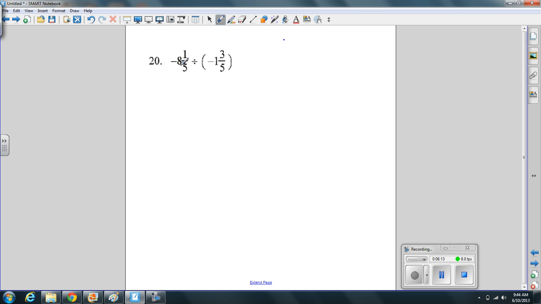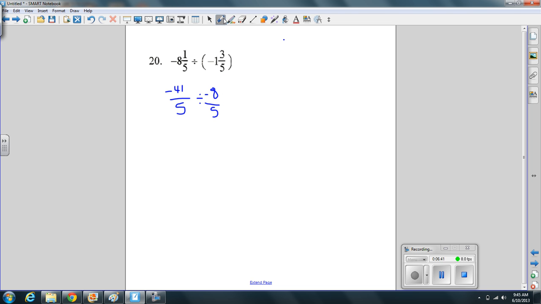And if you notice, both of these numbers are mixed numbers. So step 1 is to make them improper. So 5 times 8 is 40 plus 1, negative 41 over 5. Divide. I'm not changing the sign yet because I want to make the numbers improper. 5 times 1 is 5, plus 3 is 8. So I have 8 negative over 5.